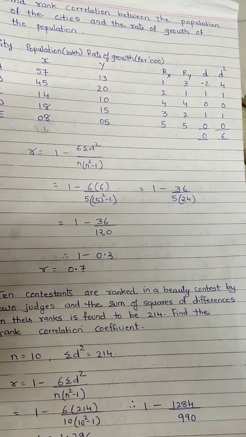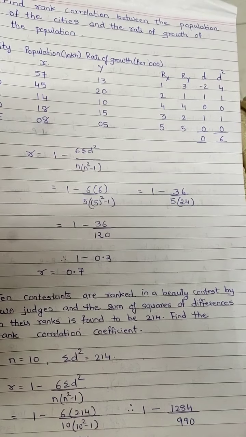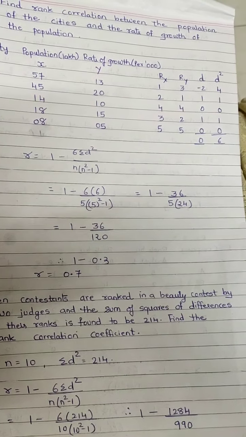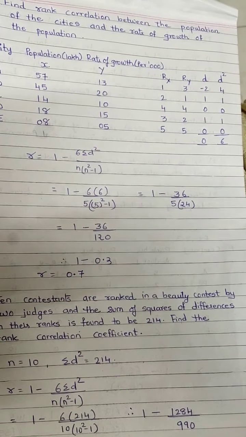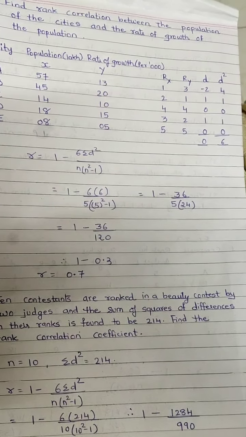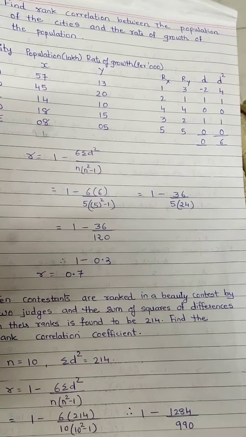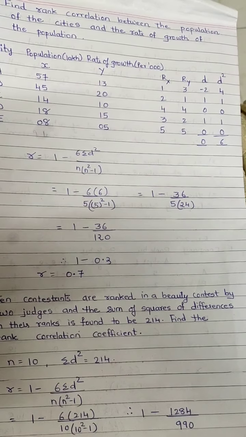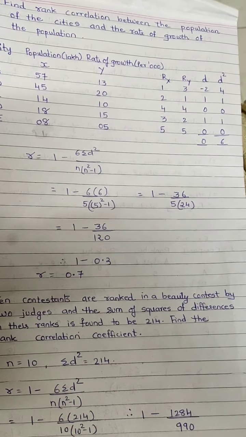Same way for variable y. Highest value 20, rank 1. Second highest 15, rank 2. Then 13, rank 3. 10, rank 4. And then 5, rank 5.